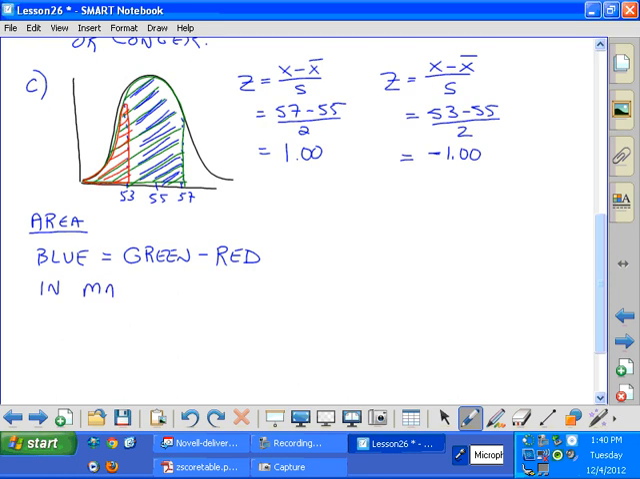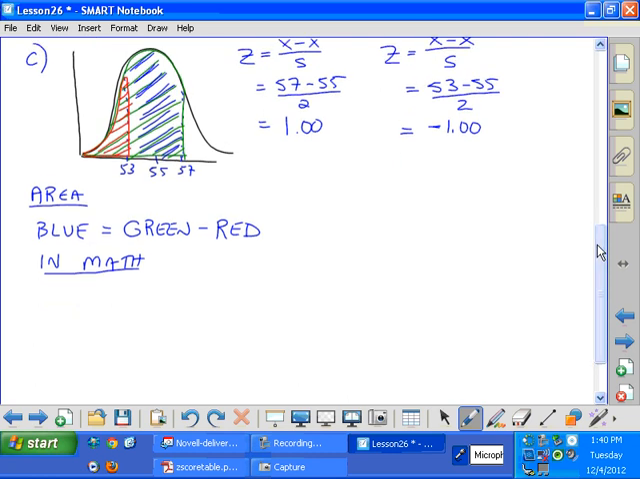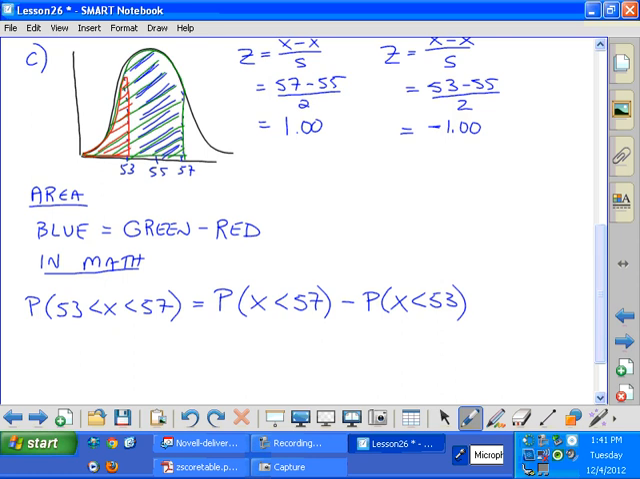Okay? So translating that into math terminology. So in math, and you can work an area. I'm quite happy with that until you get comfortable with it. I always appreciate people that simplify it down to show that they understand what they're looking for. So what does blue equal? Blue is the probability that our value is between 53 and 57. That's the blue. All right, so 53 is smaller than x, but x is smaller than 57. What's my green area? Green is the probability that x will be smaller than 57 minus the red area, x is going to be smaller than 53.